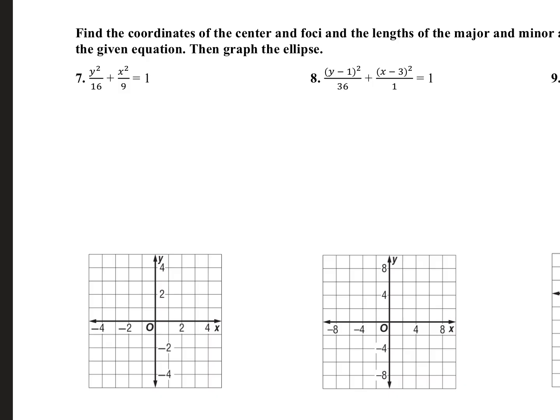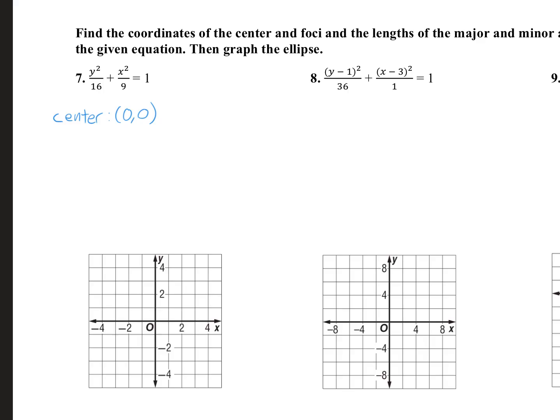All right, on the back, we are given an equation. We need to find the center, the foci, the length of the major axis, the length of the minor axis, and then graph it. So we have to find 5 things. There are no parentheses in the numerators, so our center has to be 0, 0. Next thing we need are the foci.